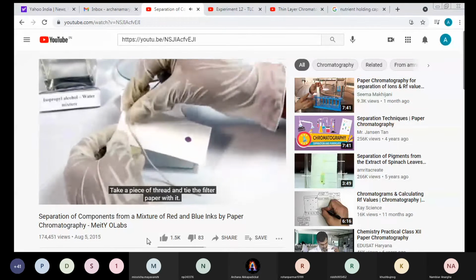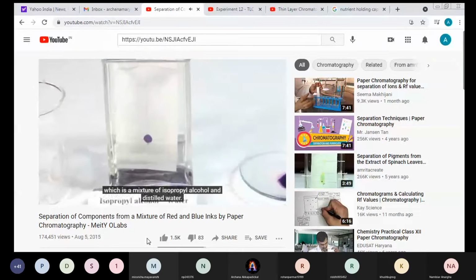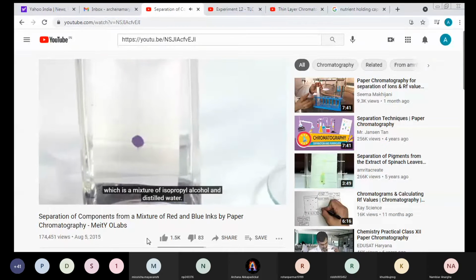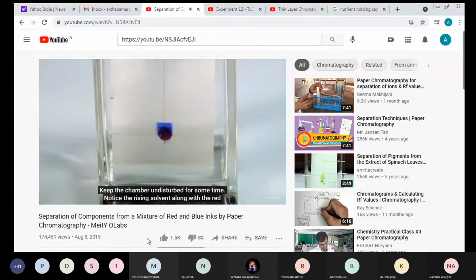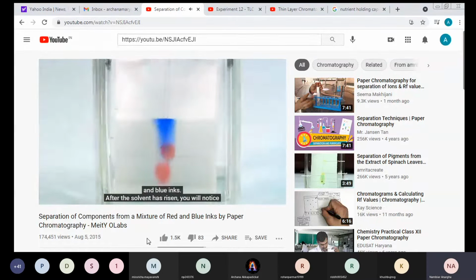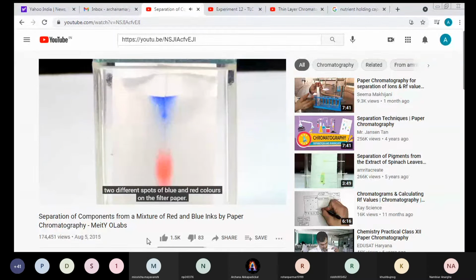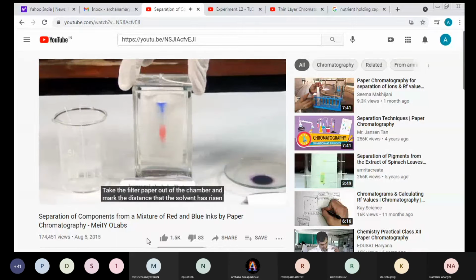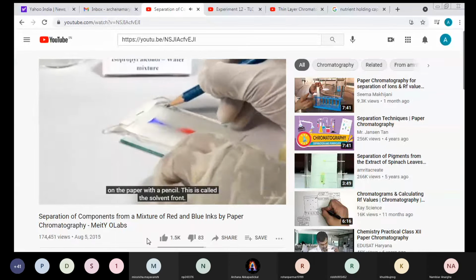Take a piece of thread and tie the filter paper to it. Suspend the filter paper vertically in the chromatographic chamber containing solvent, which is a mixture of isopropyl alcohol and distilled water. Make sure that the pencil remains about 1 centimeter above the solvent level. Keep the chamber undisturbed for some time. Notice the rising solvent along with the red and blue inks. After the solvent has risen, you will notice two different spots of blue and red colors on the filter paper. Take the filter paper out of the chamber and mark the distance that the solvent has risen on the paper with the pencil.